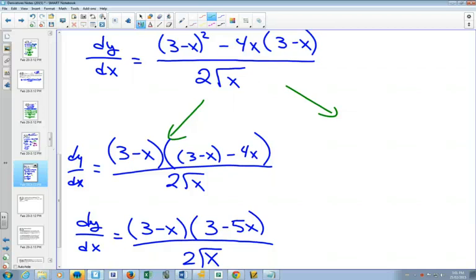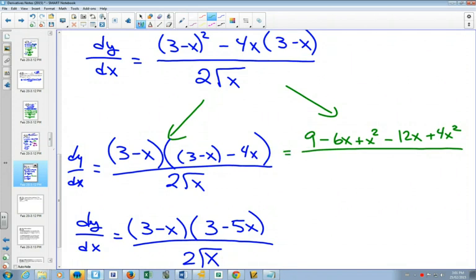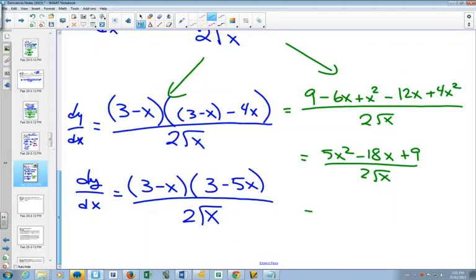And if you do expand it, you're going to get 9 minus 6x plus x squared minus 12x plus 4x squared over 2 root x. And combining your like terms, you get 5x squared minus 18x plus 9. And then you say, I can factor this, and factoring to get a 5x squared would have to be a 5x and an x. Any ways to get 9 is either 3 and 3 or 9 and 1.